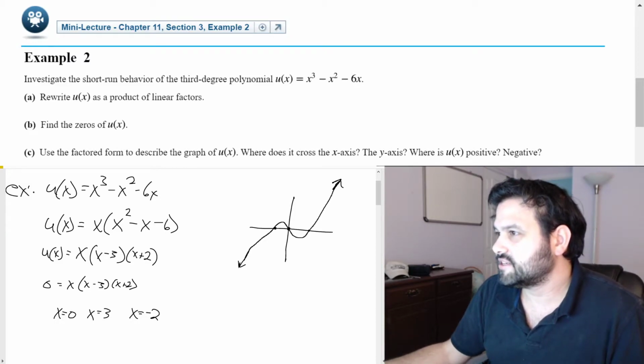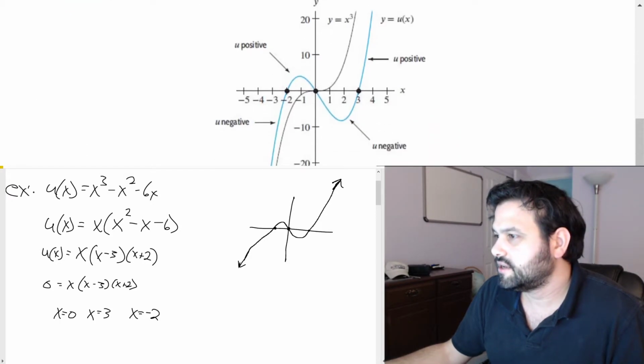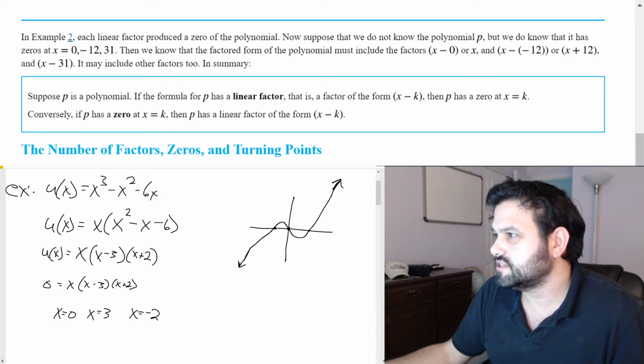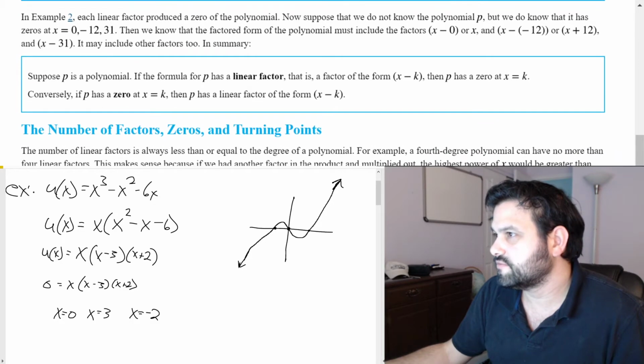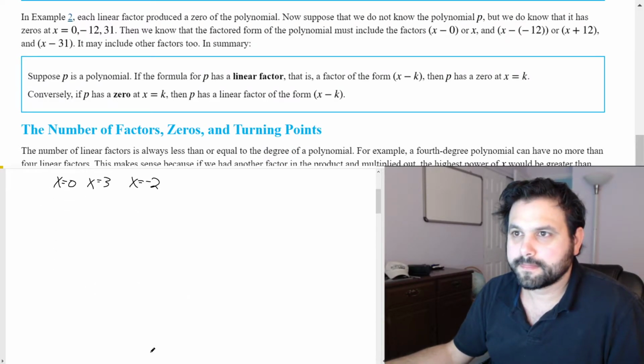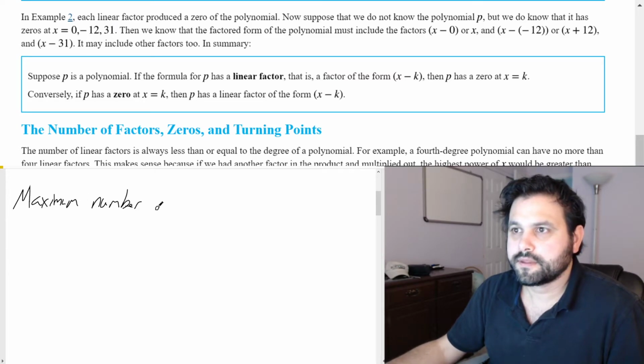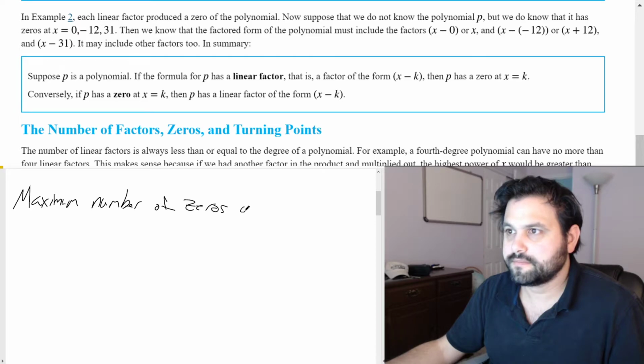That's short run behavior in a nutshell, right? So let's go back. There's our example 2. Let's take a look at the number of factors, zeros, and turning points. This might sound very familiar to you. So what is the maximum number of zeros of a polynomial?